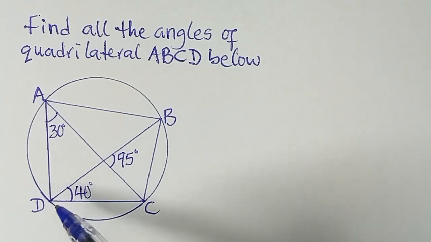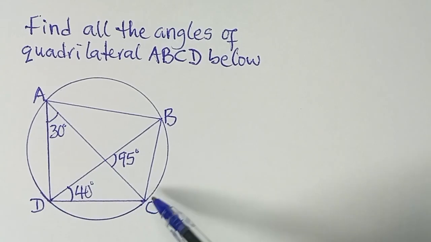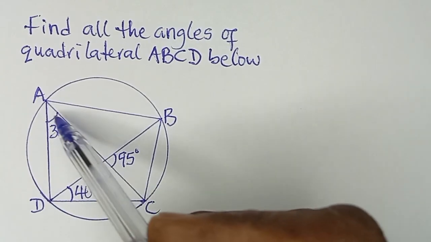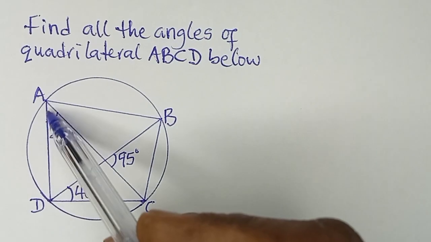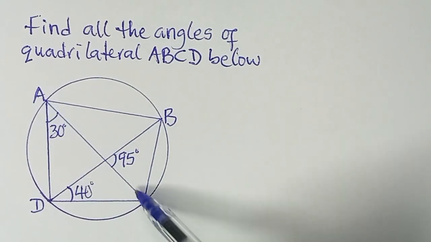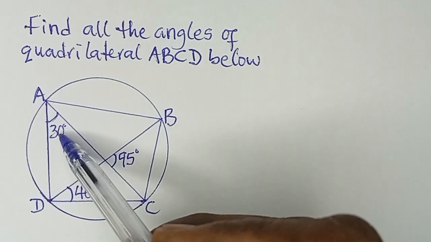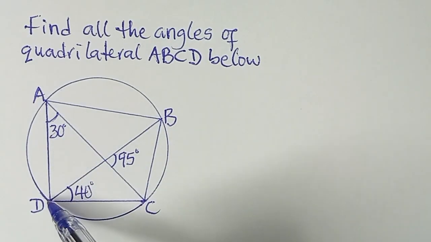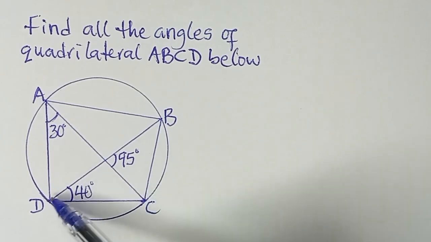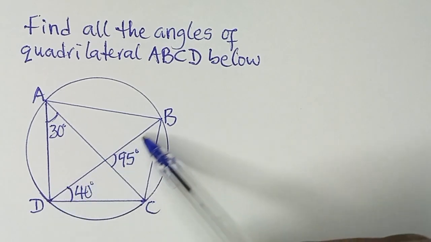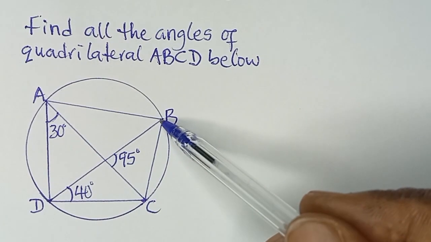Now, if you look at these points D and C, you will see that this line goes to the circumference of the circle. These two lines from D to this point A, from C to this point A, these two lines make angle 30 degrees. Similarly, originating from the same two points D and C, we have these two lines from D going to B and this line from C going to B.